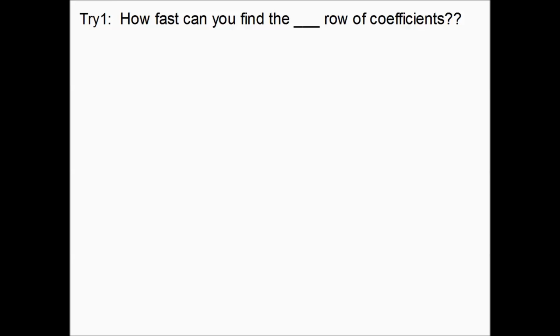Now, you don't get to go back to the previous Pascal's triangle that we've already started. If you're going to use Pascal's triangle, you need to start from scratch with the very first row. If you're going to use binomial theorem, that's fine. You can use your calculator. What I'd like you to do is, and you can pause the video, I'd like you to find as fast as you can the 9 row of coefficients. Pause now, time yourself, see how fast you can get.